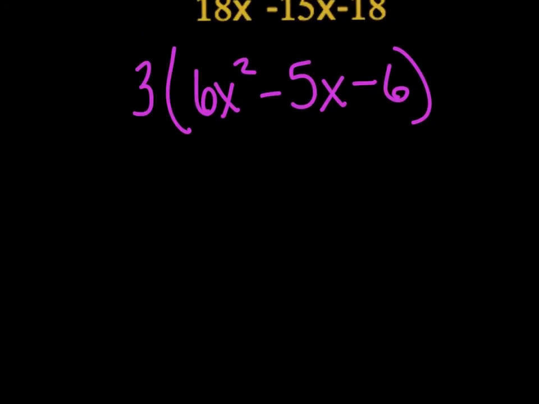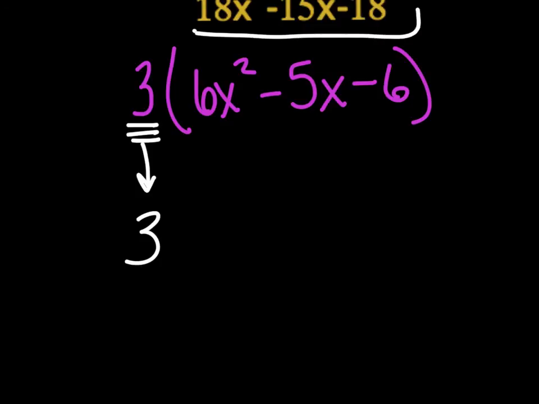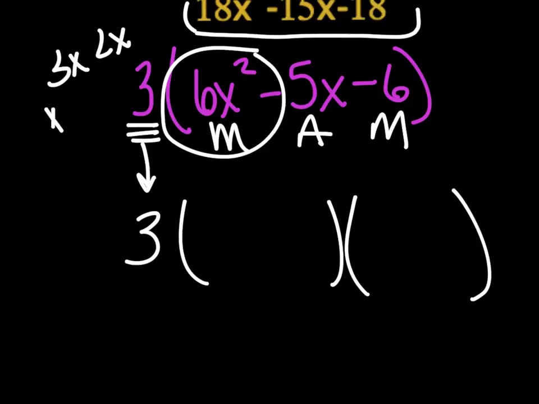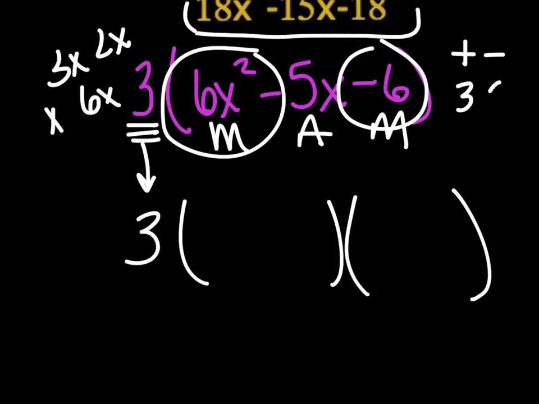Now, one of the most important things is make sure you carry this 3 down. Because remember, in the end, when you multiply, you have to get the original back out. So I'm going to stick my MAM in here, multiply, add, multiply, and just list out my options. For my 6x squared, I can use 3x and 2x, or x and 6x. For this one, I'm going to make a note that my signs have to be different. And I can go 3 and 2, or 1 and 6.